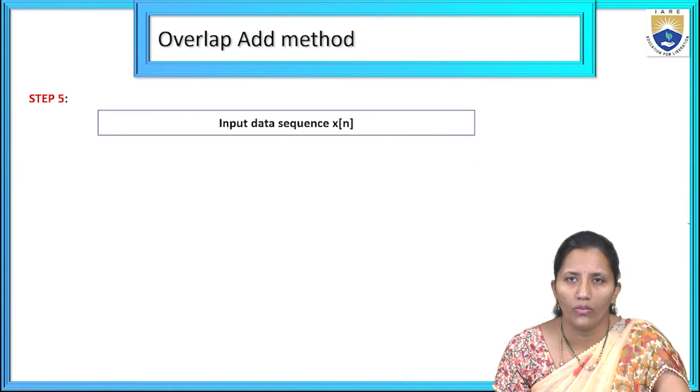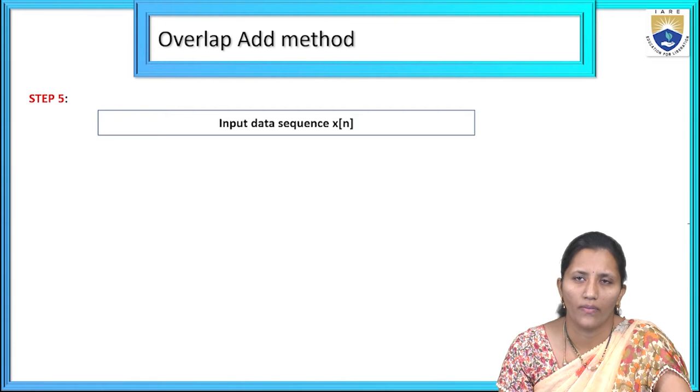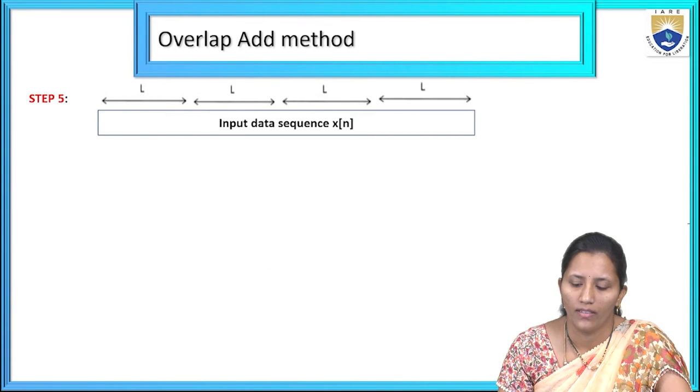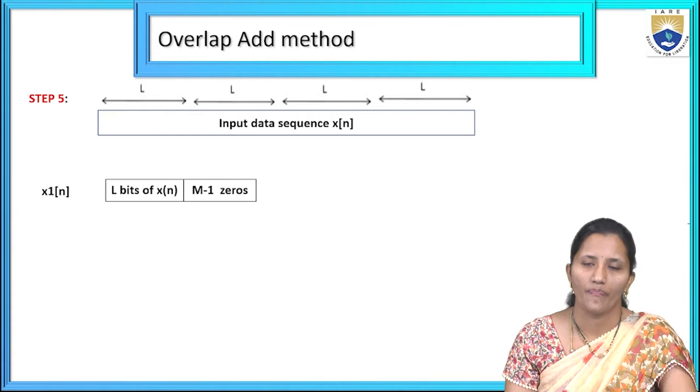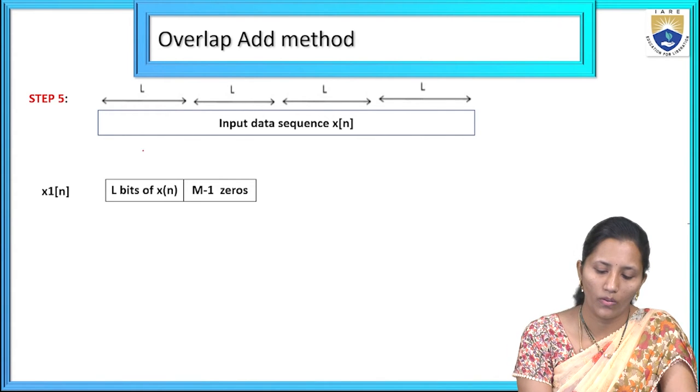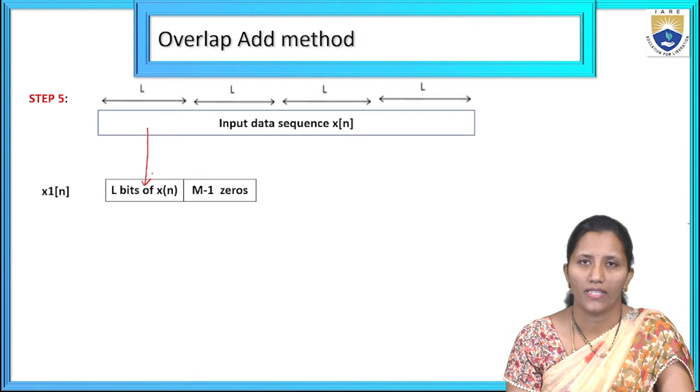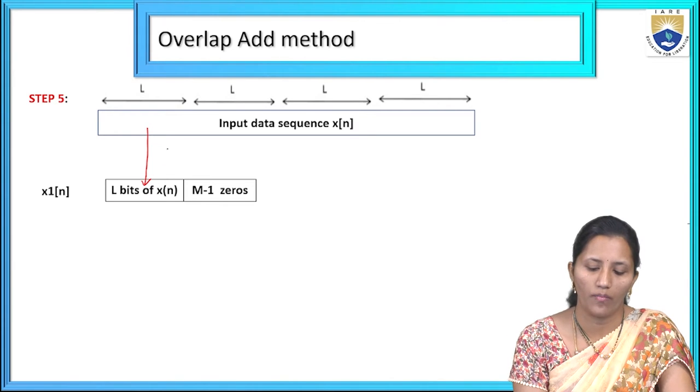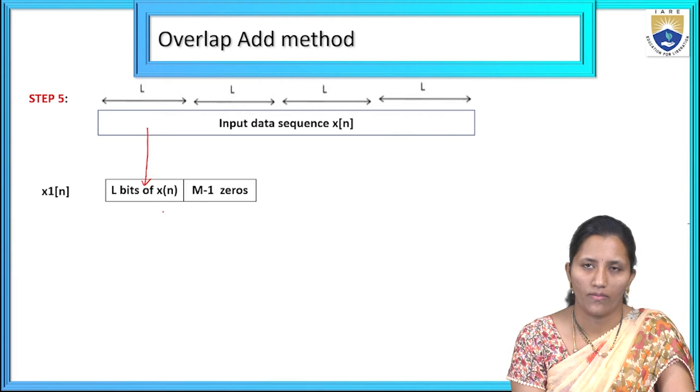In step 5, how do we section the blocks of x of n? Here we are taking the long duration sequence x of n. First, we mark the L samples. Then, how do we get x1 of n from the long duration sequence? In the overlap add method, we take the first L bits. Suppose L is equal to 3, then the first 3 bits of x of n go to x1 of n, followed by M minus 1 zeros.